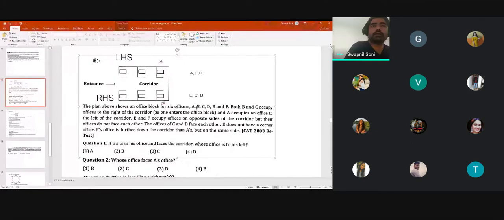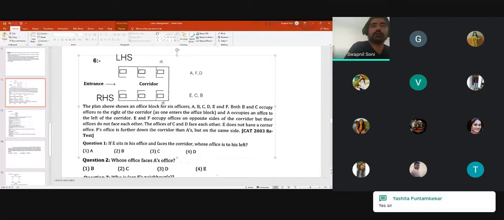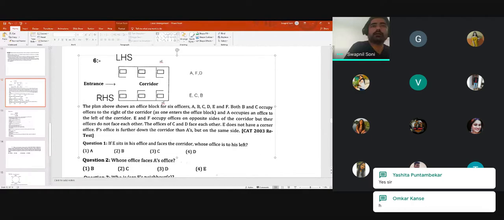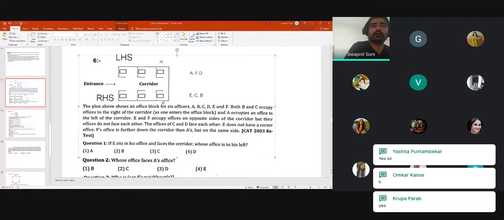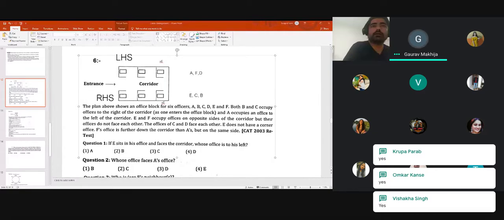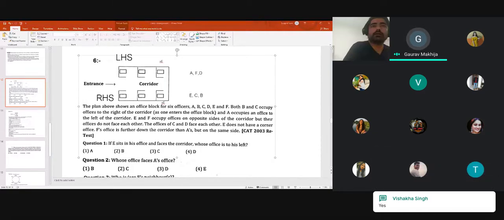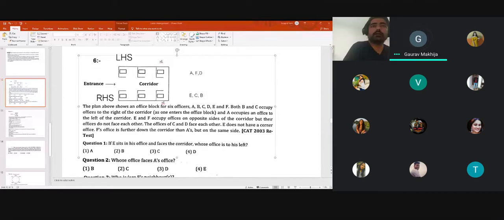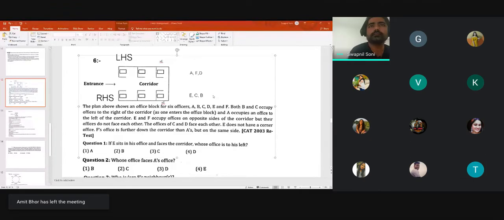Is it clear till now? He does not have a corner of the C information. We'll see the information on E later, but it is clear that A, F, D are on the left side and E, C, B on the right side. Yes, sir.